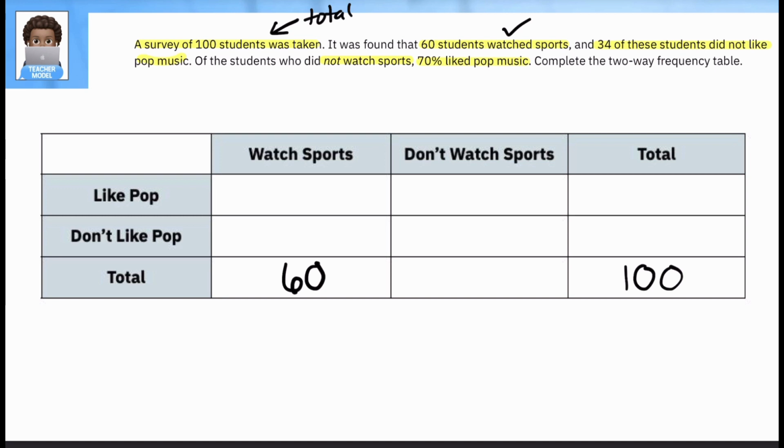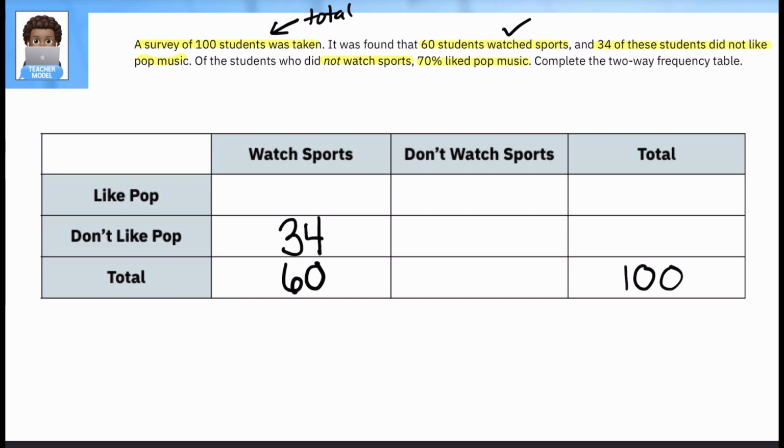And 34 of these students did not like pop music. So again, of these 60, 34 do not like pop. So this is the group I'm talking about.